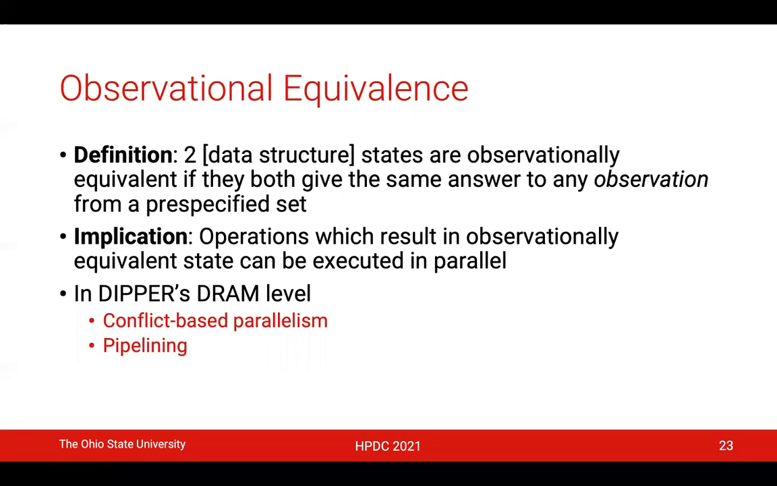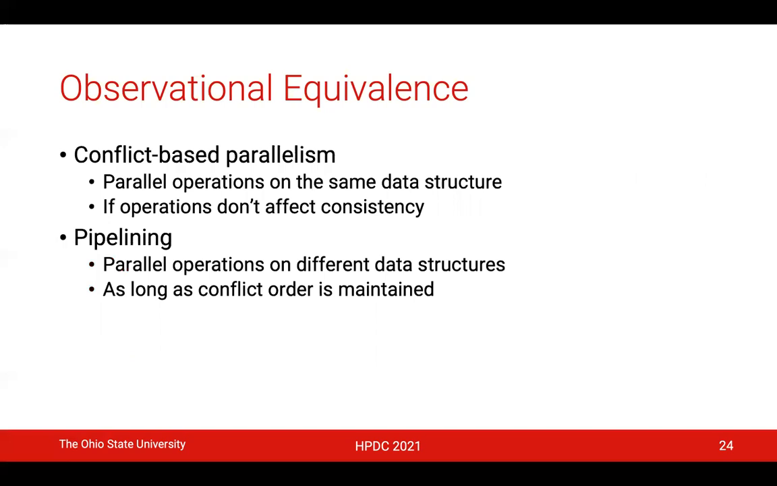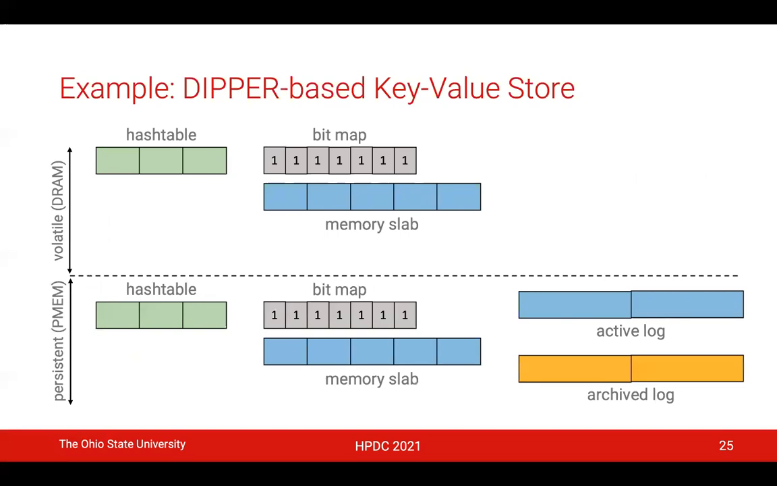So in Dipper's DRAM level, we use this approach for conflict-based parallelism as well as pipelining. Conflict-based parallelism means we can have parallel operations on the same data structure as long as they don't affect consistency. Secondly, we have pipelining, which is parallel operations on different data structures, which we can do as long as the conflict order is maintained. So let's see how this works with our previous example.